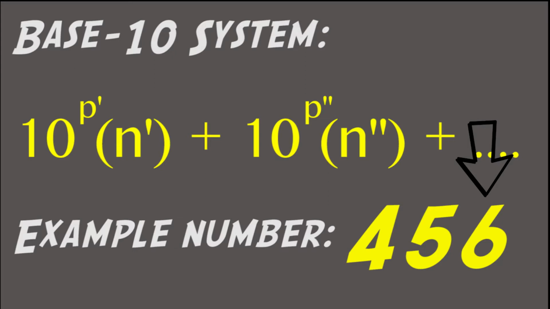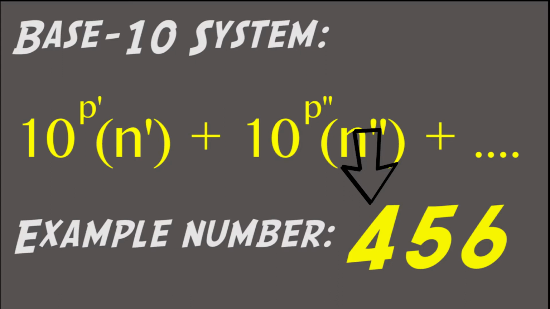If we keep working our way to the left, we hit the next place, the tens place. As we keep moving throughout the number, the value of p will increase by 1. So the p value for the next addend is 1, and the n value is 5, given to us by the number. So the next addend of the equation would be 10 to the 1 times 5, which equals 50. And then we hit our last step, which is the hundreds place, and our p value is now 2, and our n value is 4. So our final addend for the equation is 10 squared times 4, which equals 400.